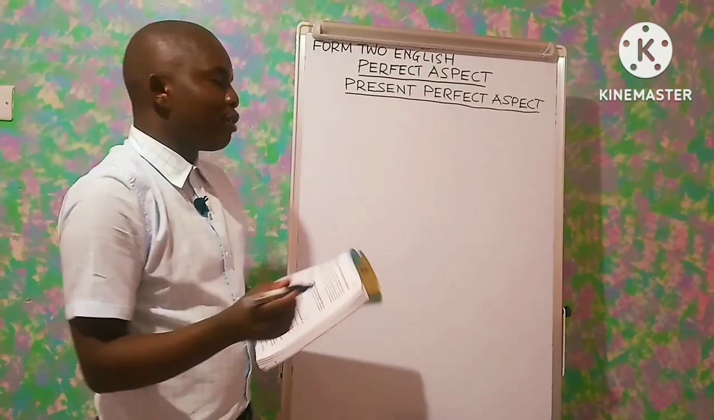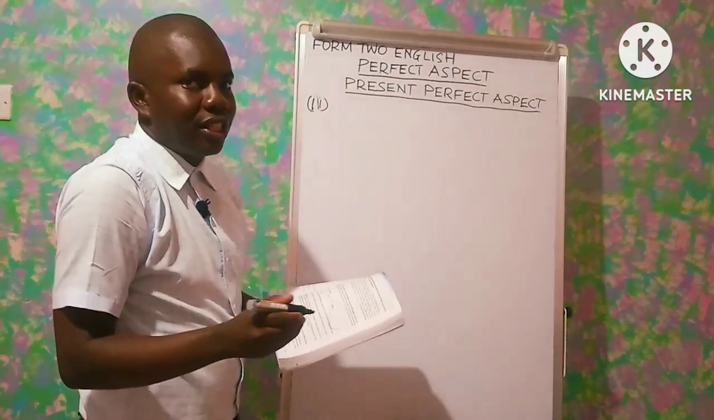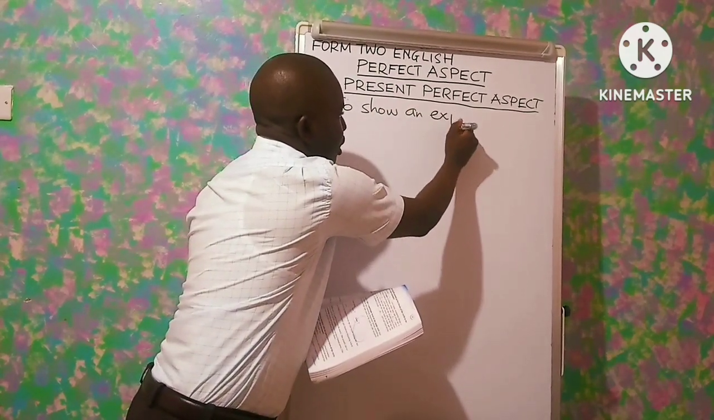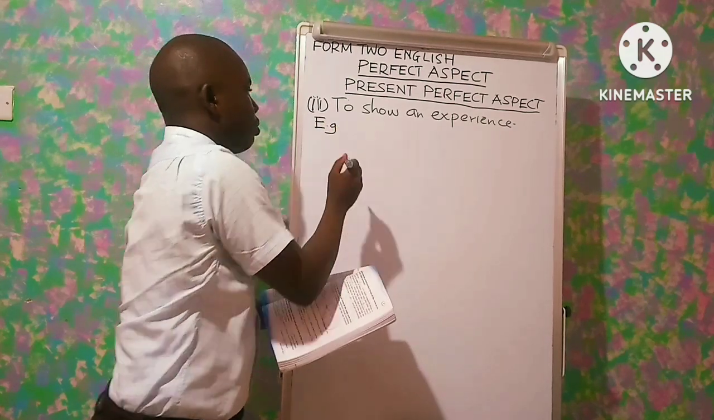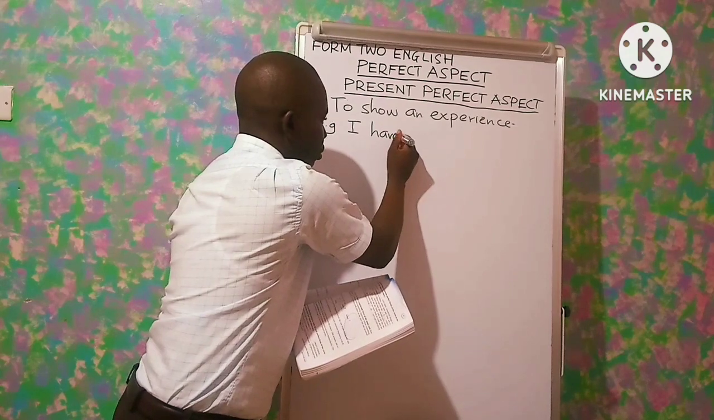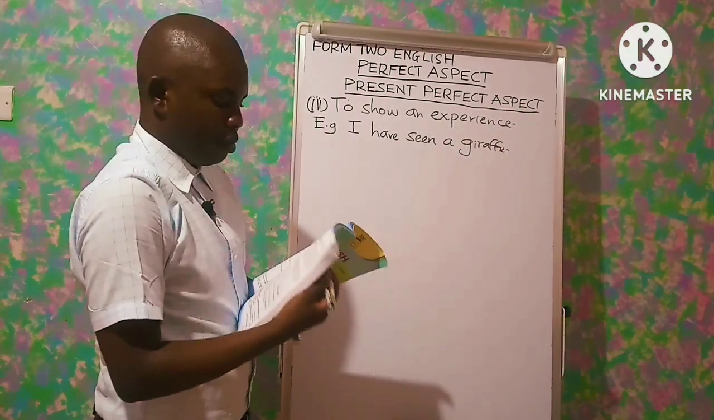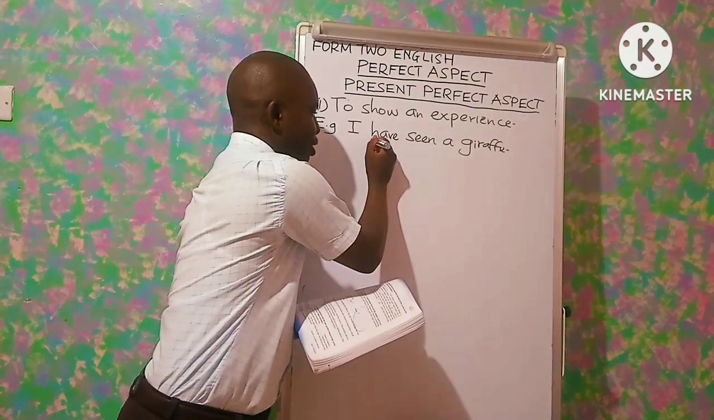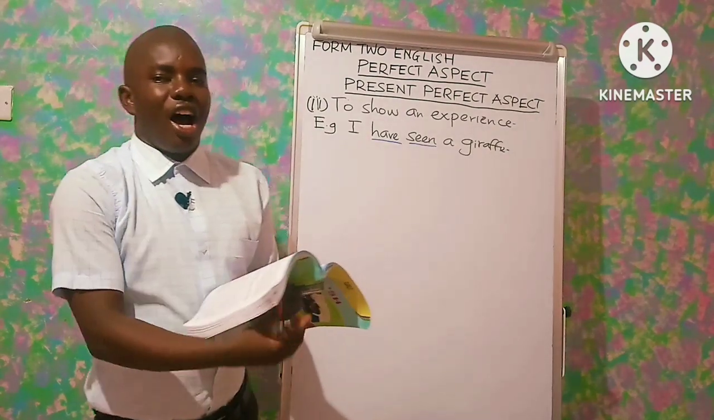Another use of the present perfect aspect is that it is used to show an experience. So the example here is, I have seen a giraffe. So in that case, present perfect aspect is used to show an experience.